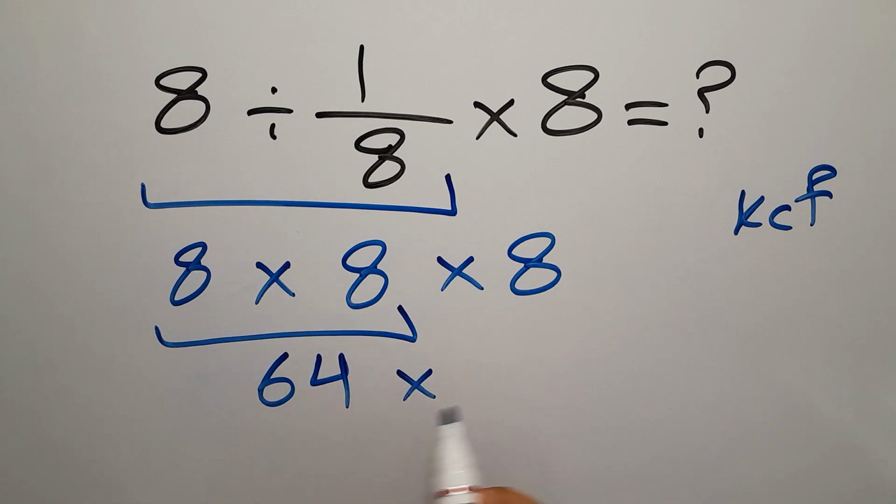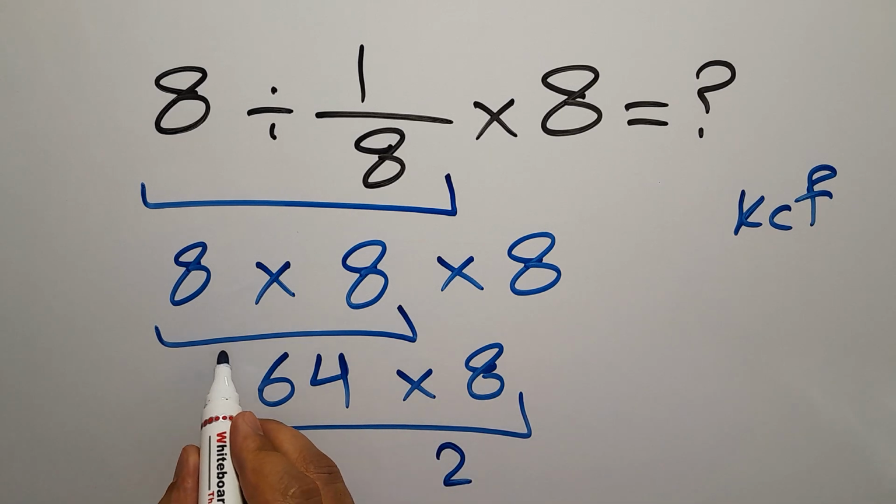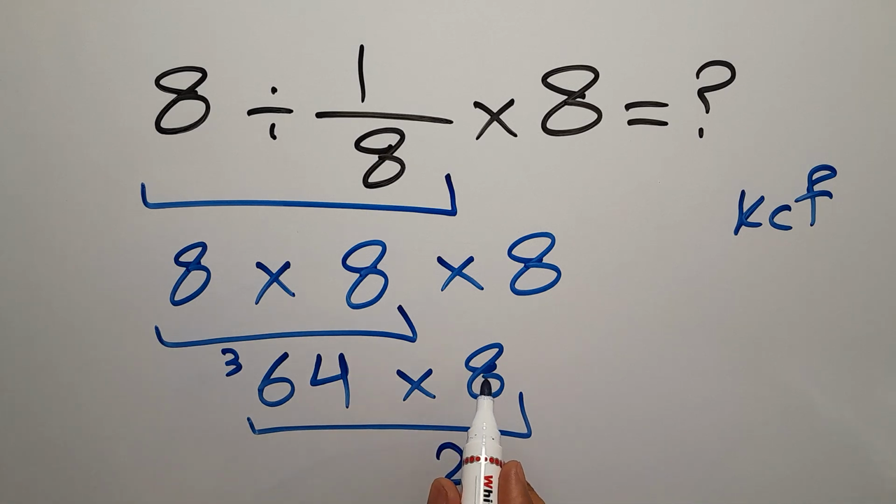So 64 times 8. And this is equal to 8 times 4 gives us 32. Okay. 8 times 4 gives us 32. And 8 times 6 gives us 48. And 48 plus 3 gives us 51.